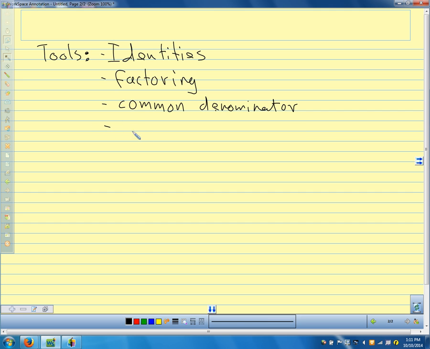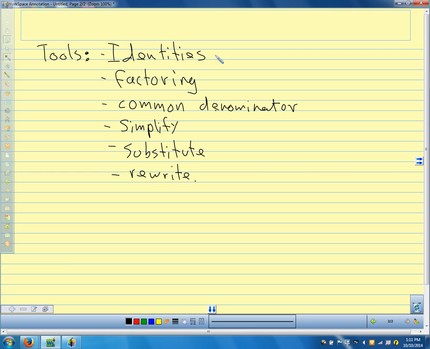We're going to simplify. We're going to substitute. And we're going to rewrite. So just like we do with algebra expressions and algebra equations, we're going to be doing all of these things with trig equations and trig expressions. And then we add our identities, because that's another tool that we can use.